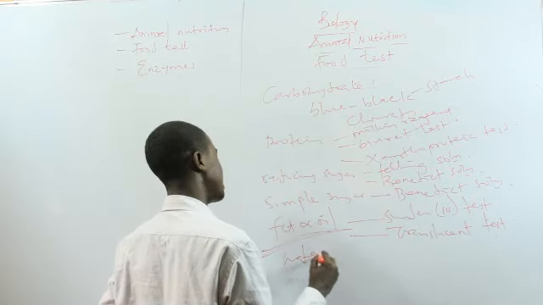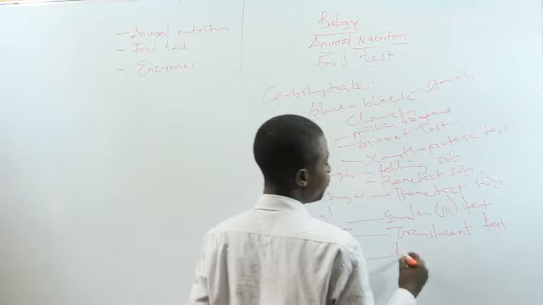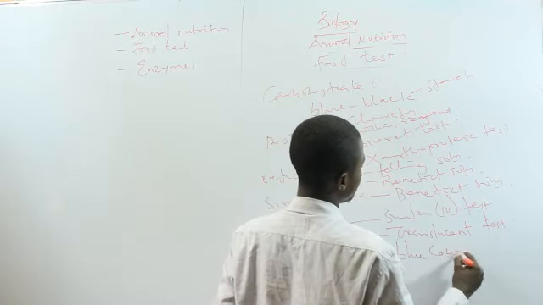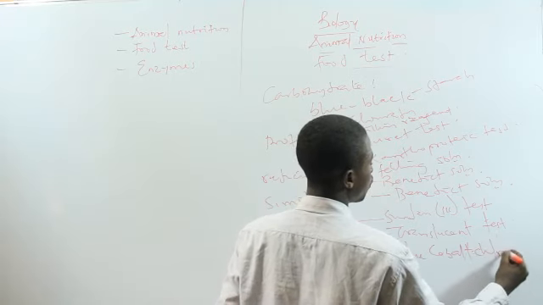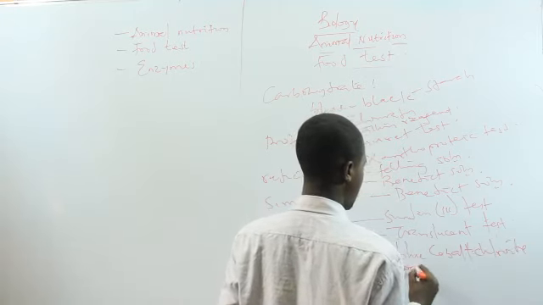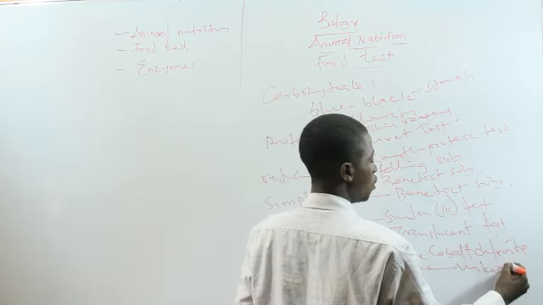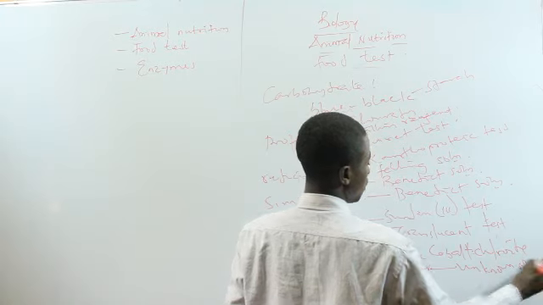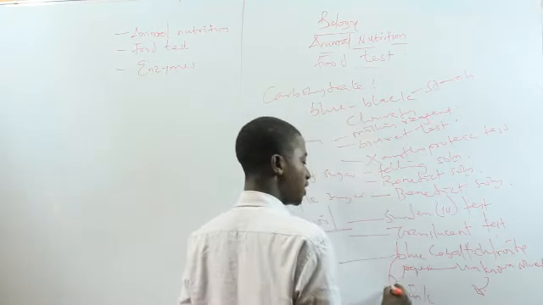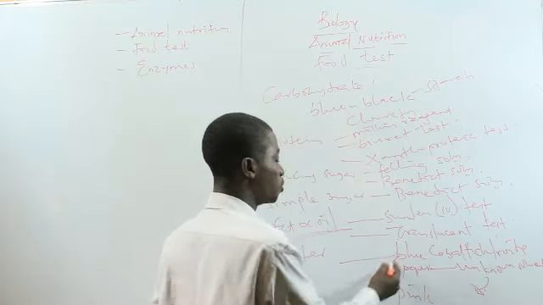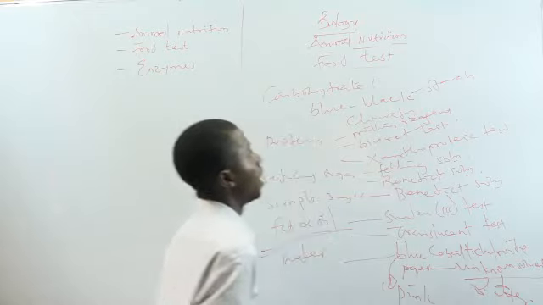And so the last one now is a test for water. Now how do you test for water? You make use of blue cobalt chloride paper. When you dip it into an unknown solvent, it turns from blue to pink. And if truly it changes from blue to pink, then that unknown solvent is water.